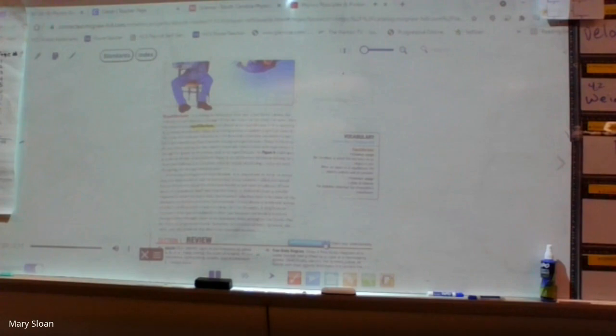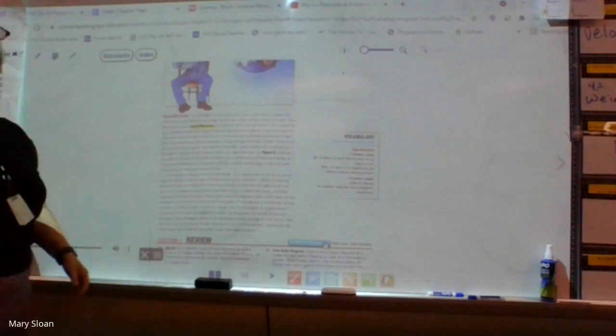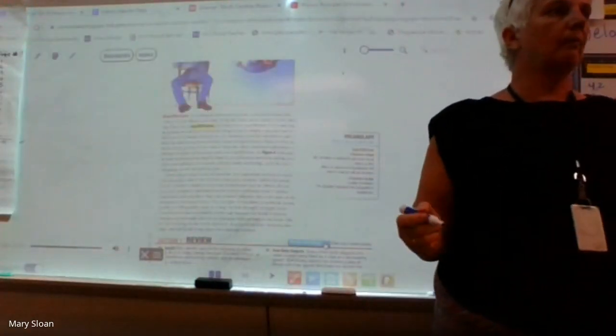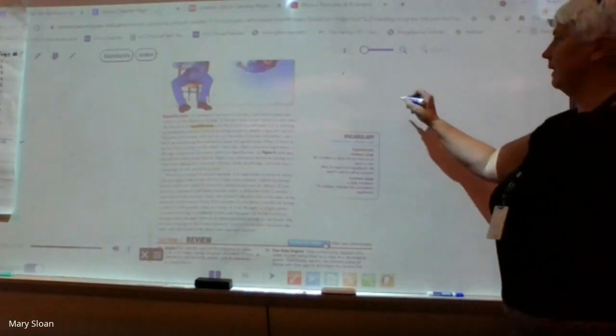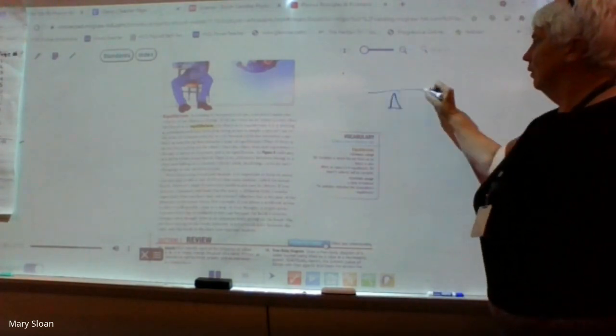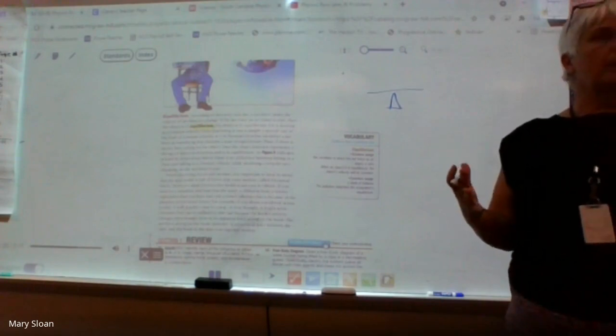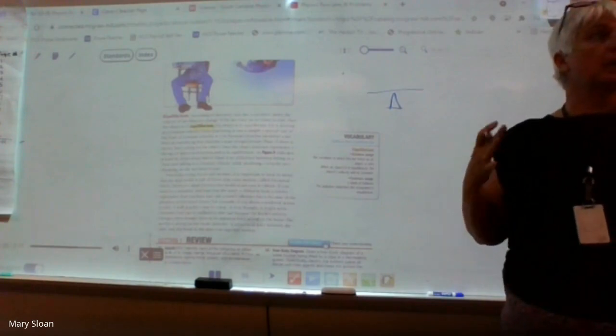All right, so what is a good drawing for equilibrium? What would be a good drawing for equilibrium? Well, let's see, a scale with both of them being balanced, right? Equilibrium is where you have the net force of zero.